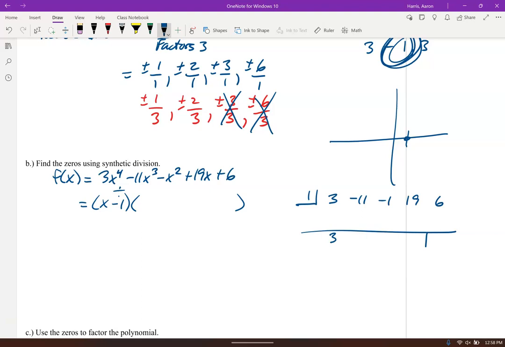Drop the 3 down. 3 times 1, 3. Negative 8. Negative 9. 10. Oh, that doesn't work. I don't have a remainder of 0. So let me throw out 1. 1's no good. Let me go to my next one. How about negative 1? Let's see if negative 1 works.